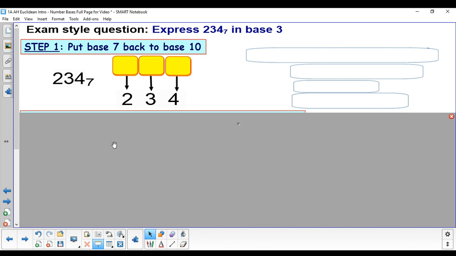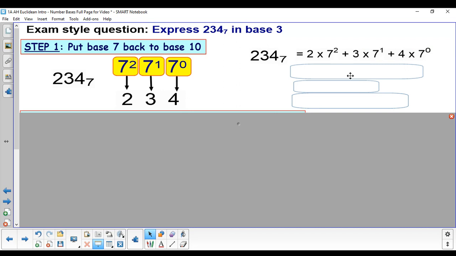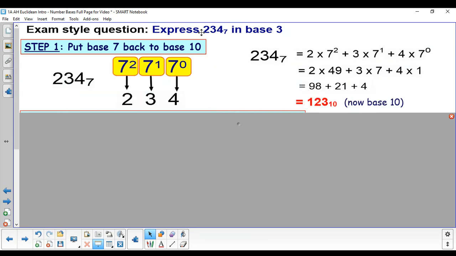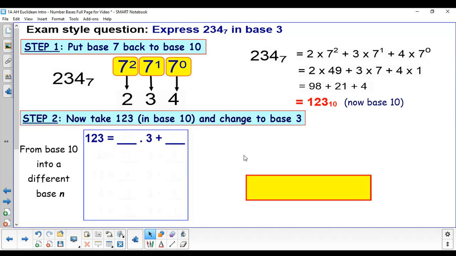So let's do it. So base 7 to start with, we go 7 to the 0, 7 to the 1, 7 to the 2. That'll be 2 times 49, 3 times 7, and so forth. Get your answers, and of course you're allowed a calculator. So if it starts with a different base, we do this first, and then your answer is in base 10. Now what we'll do is use the 123 in base 10 and change to base 3. So that's the division algorithm.